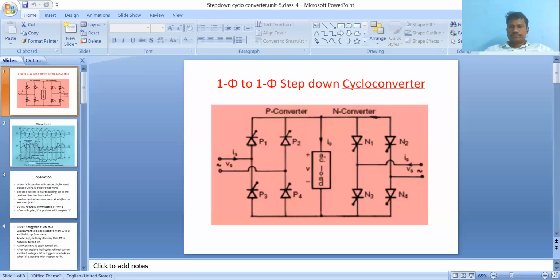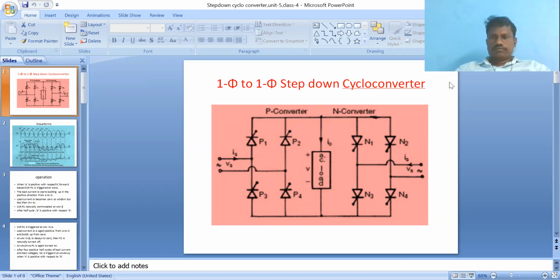Hello, this is Mastan. Today we are discussing the step down cycloconverter. Let us take the circuit diagram of this. So it is a circuit diagram of the step down cycloconverter. So what is meant by step down cycloconverter?